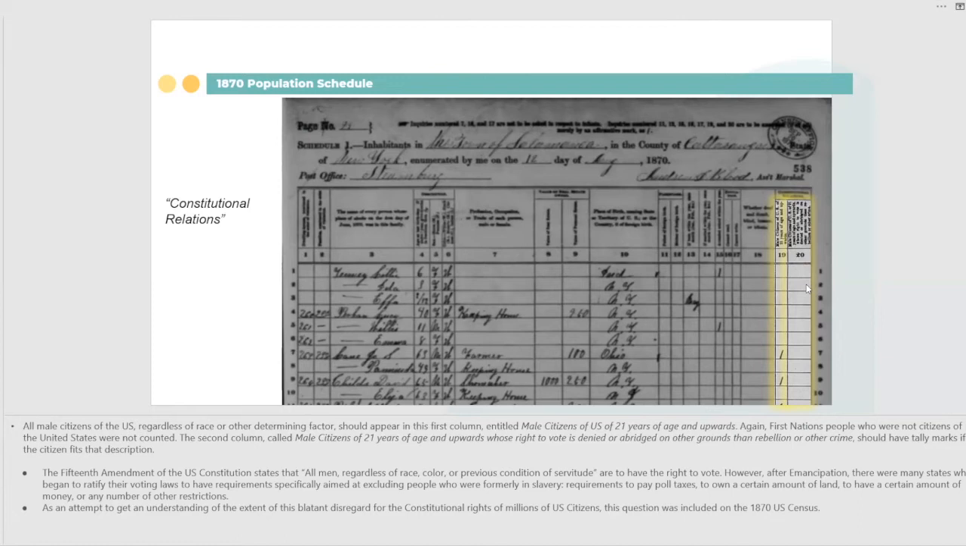However, after emancipation, there were many states who began to ratify their voting laws to have requirements specifically aimed at excluding people who were formerly enslaved. Requirements to pay poll taxes, own a certain amount of land, have a certain amount of money, or any number of other restrictions. As an attempt to get an understanding of the extent of this blatant disregard for the constitutional right of millions of US citizens, this question was included on the 1870 census. Louisiana was one of the states where this was rampant. So you will see a lot of this happening.